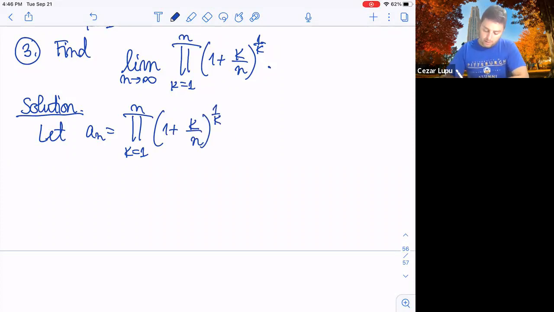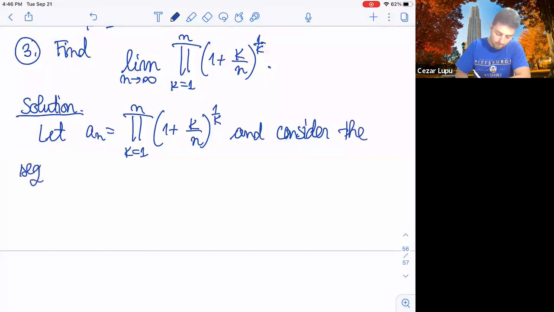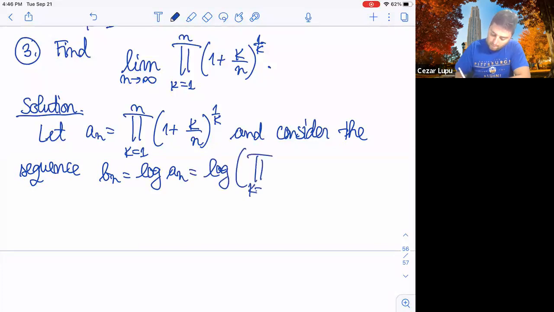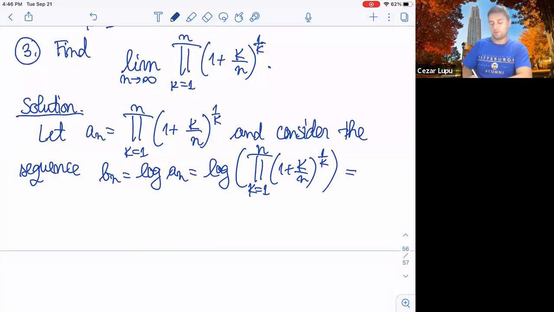All right, and we consider the sequence Bn, and this Bn will be nothing else than just the natural log of An. In other words, this would be the natural log of the product of 1 plus k over n, everything to the power 1 over k. That's beautiful. That's great. So this log will transform the product into a sum.